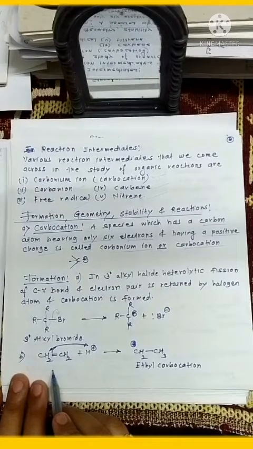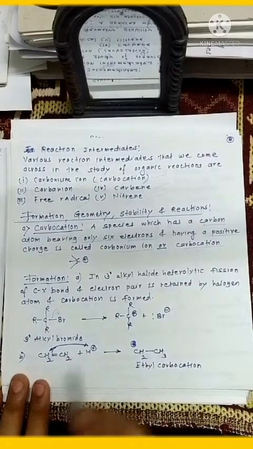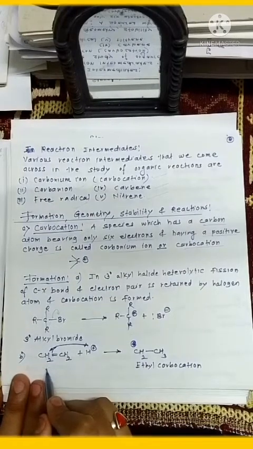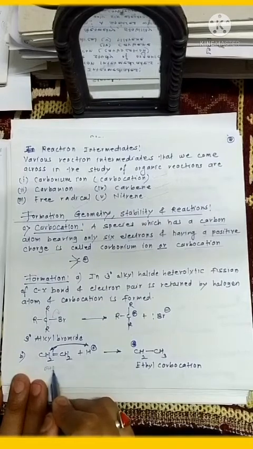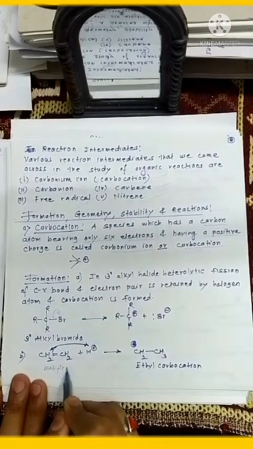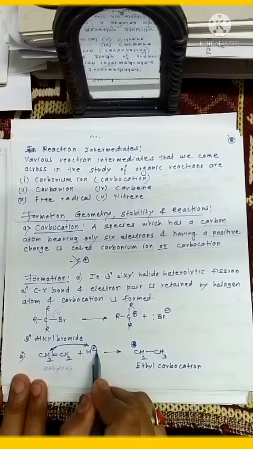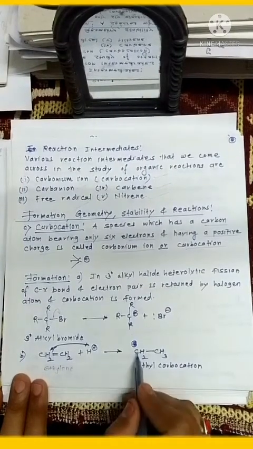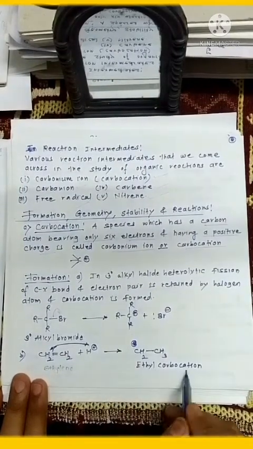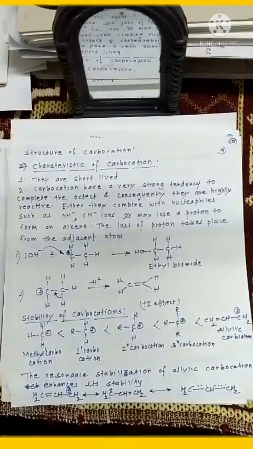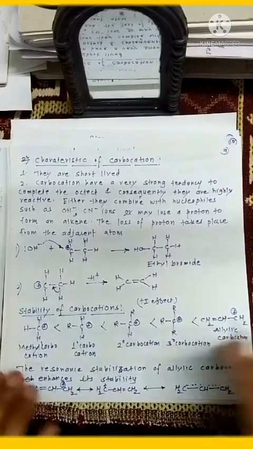In a second reaction, we see that ethylene is attacked by a proton to produce ethyl carbocation. Now we are going to see characteristics of carbocation.